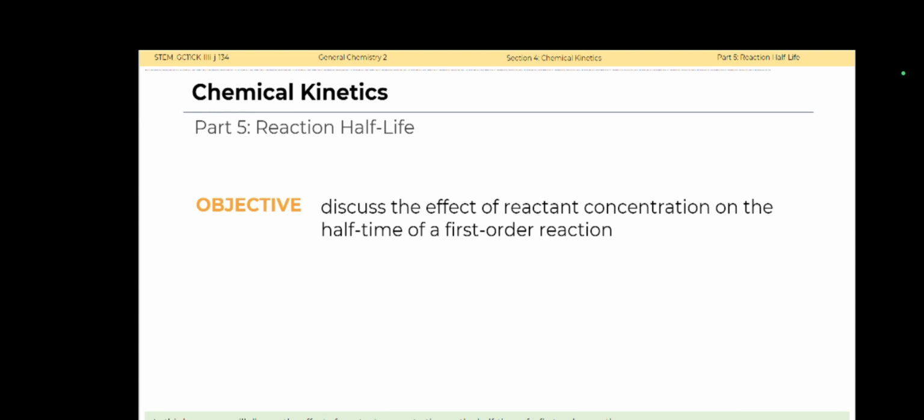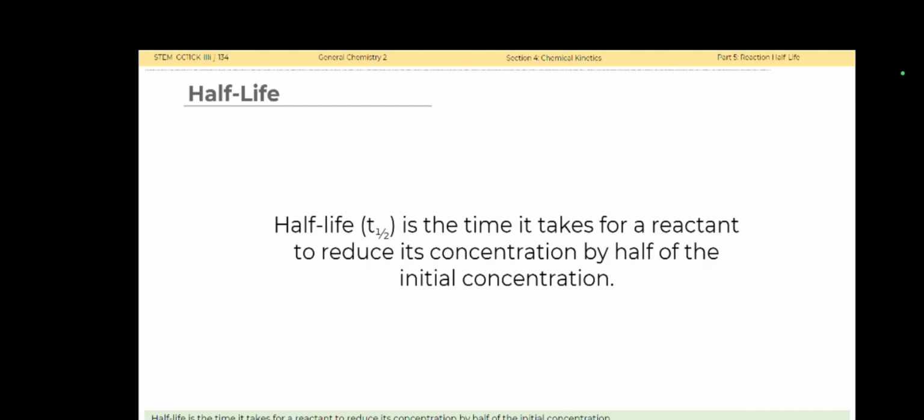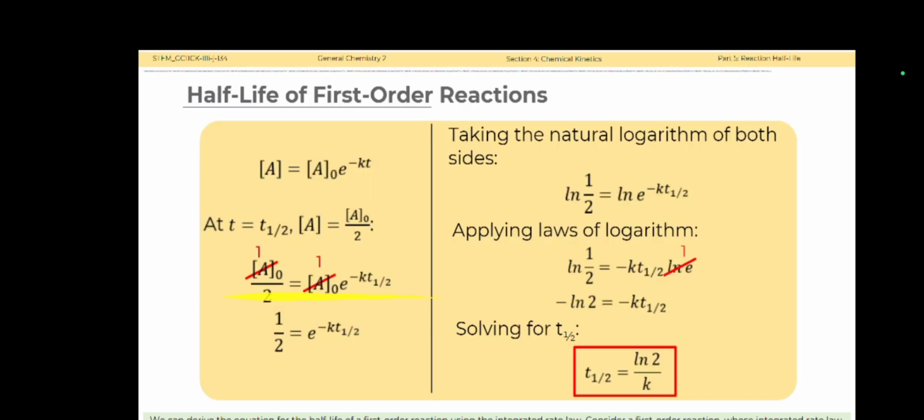In this lesson, we will discuss the effect of reactant concentration on the half-life of a first-order reaction. Half-life is the time it takes for a reactant to reduce its concentration by half of the initial concentration. We can derive the equation for the half-life of a first-order reaction using the integrated rate law.